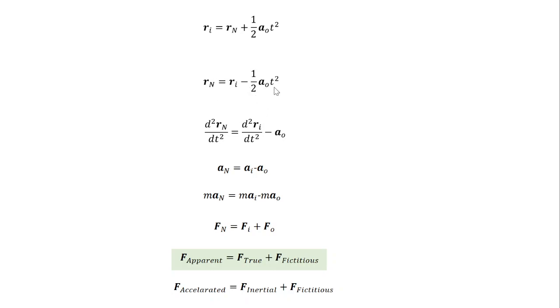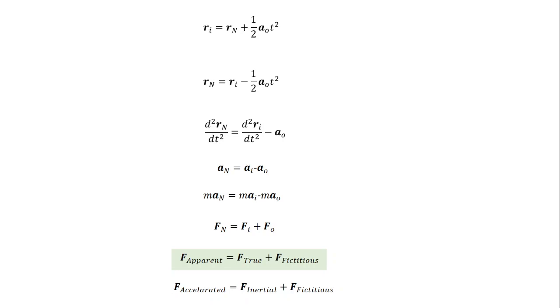t square. We are more interested in the acceleration, so take the second order derivative: d square Rn by dt square equals d square Ri by dt square minus A0. A0 is a constant, so it is not affected by the differentiation. So if you call this An and this Ai, where An is the acceleration measured in the non-inertial frame and Ai is the acceleration measured in the inertial frame, and A0 is the acceleration of the frame, you get An equal to Ai minus A0.